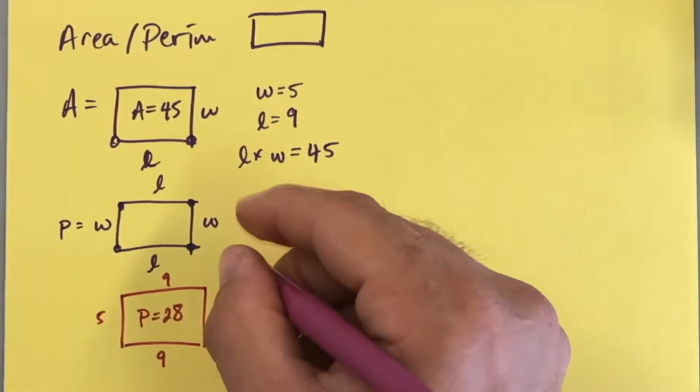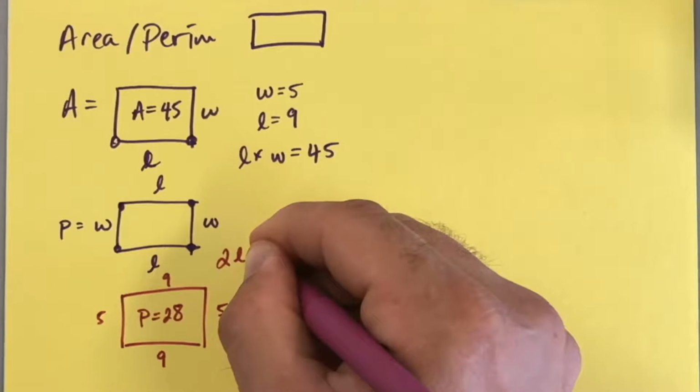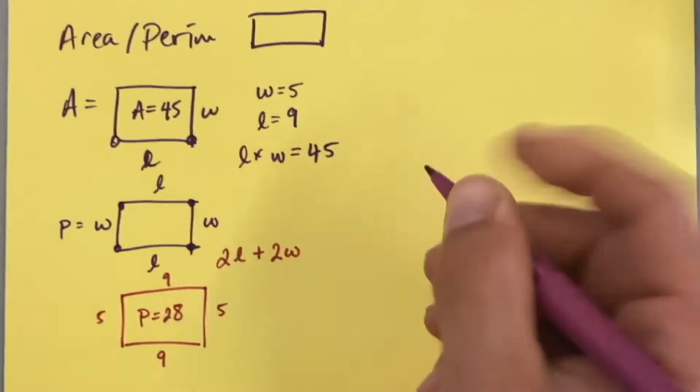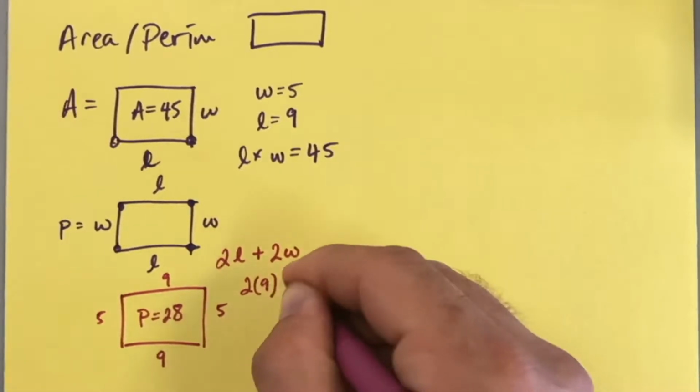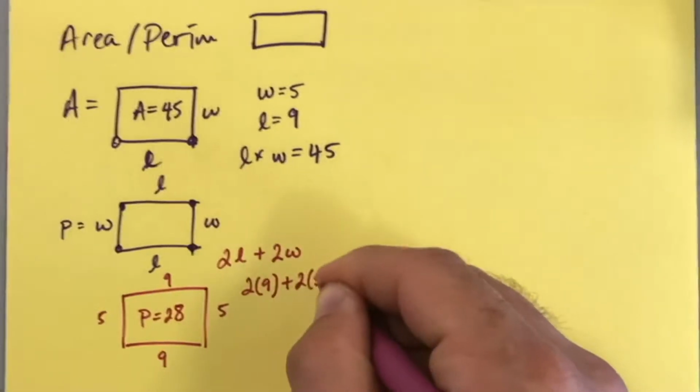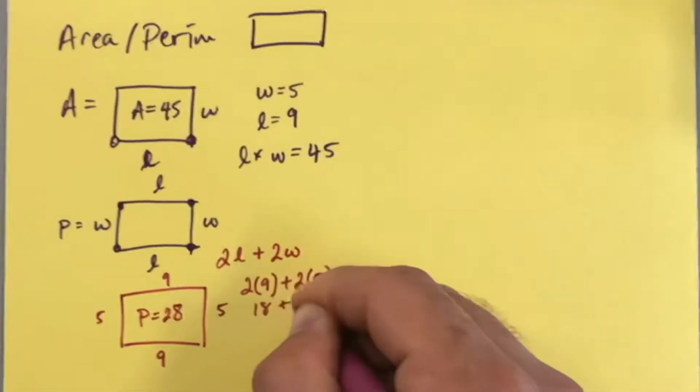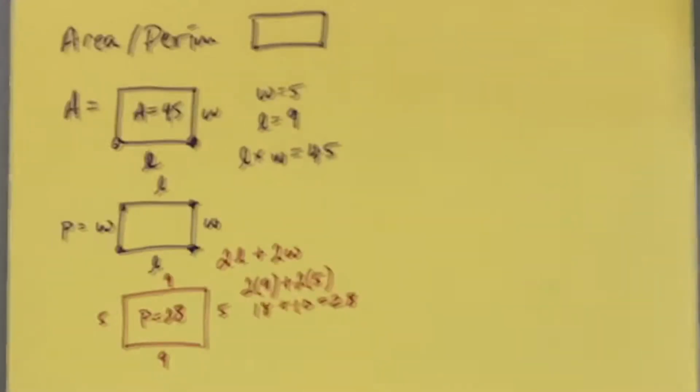So a lot of what we see as a perimeter formula is 2L plus 2W, meaning 2 times the length, 2 times 9, plus 2 times the width, 2 times 5, 18 plus 10, 28. That's what we see there.